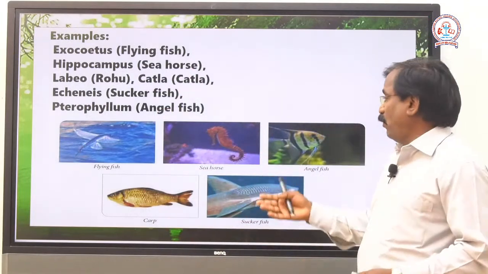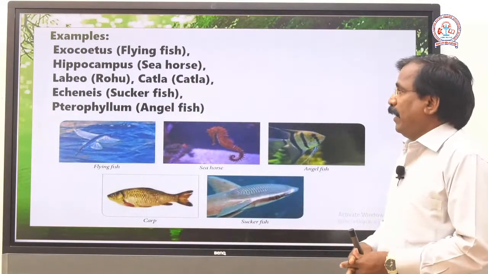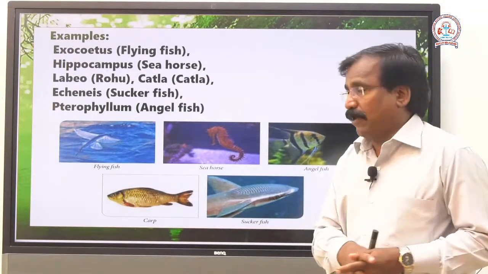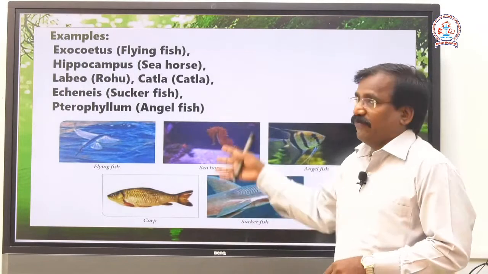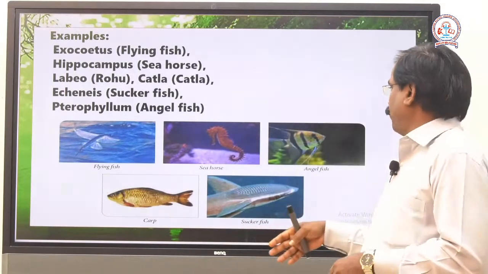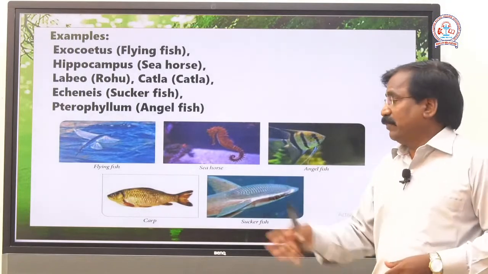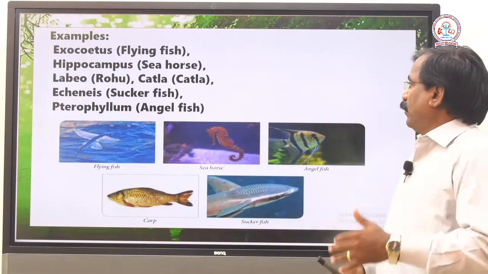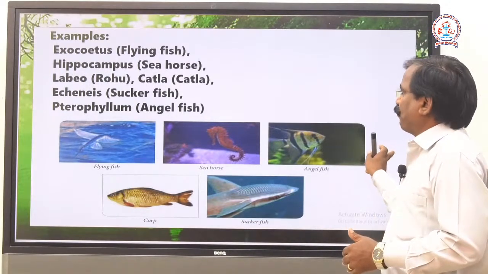Hippocampus, the seahorse. Labeo, which is called rohu, Labeo rohita, Catla, Echeneis the sucker fish, Pterophyllum angelfish, which is ornamental. So these are all the examples for this class, Osteichthyes.